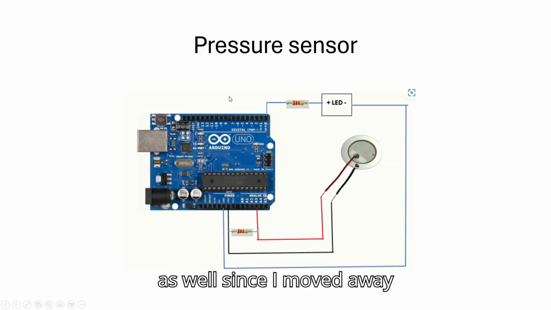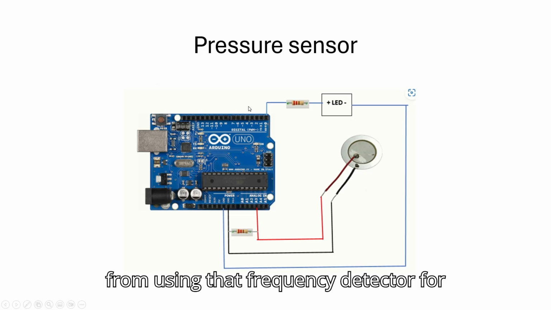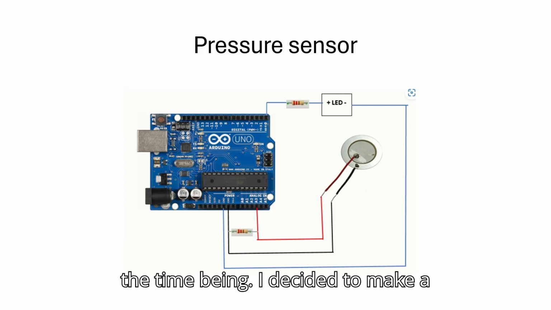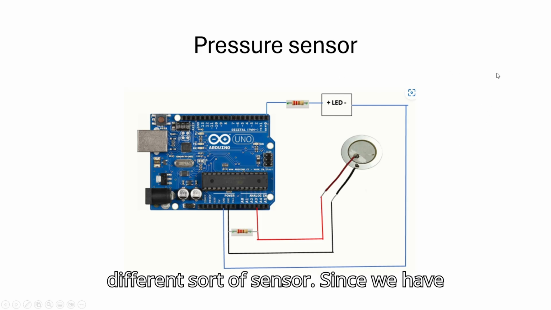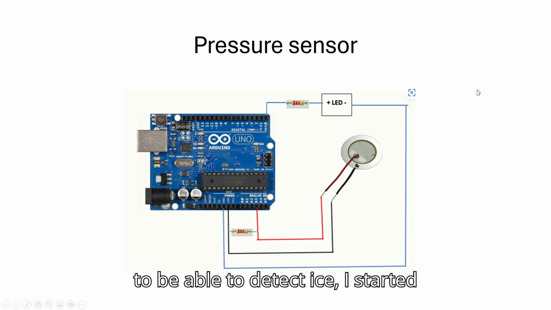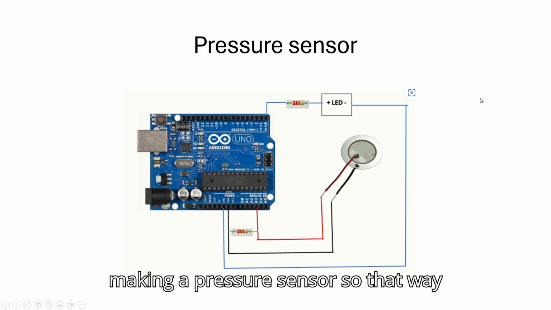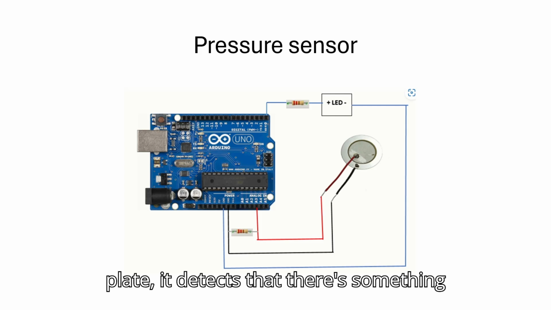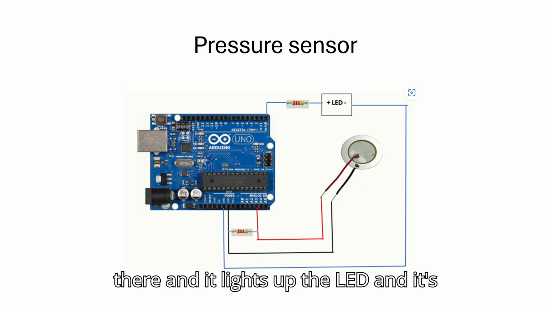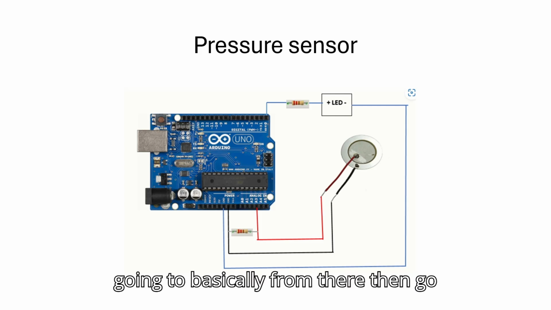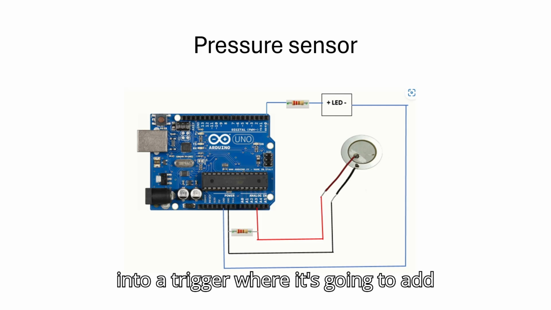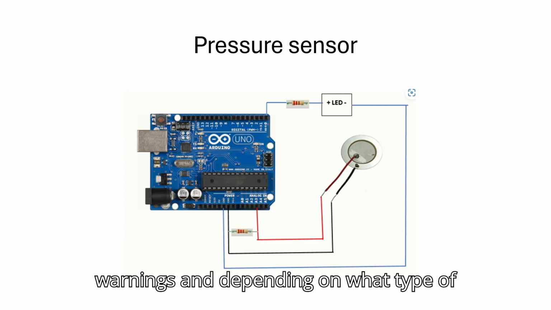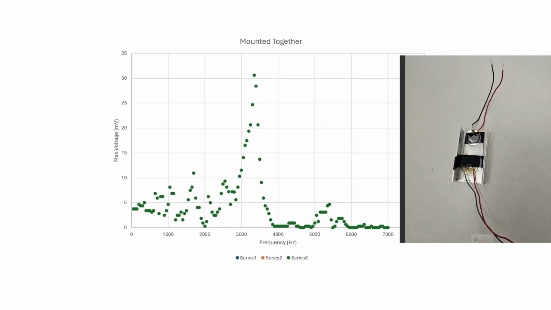As well, since I moved away from using that frequency detector for the time being, I decided to make a different sort of sensor. Since we have to be able to detect ice, I started making a pressure sensor, so that whenever a new mass is added to the plate, it detects that there's something there and lights up the LED. From there it's going to go into a trigger where it's going to add warnings, depending on what type of mass is being added.